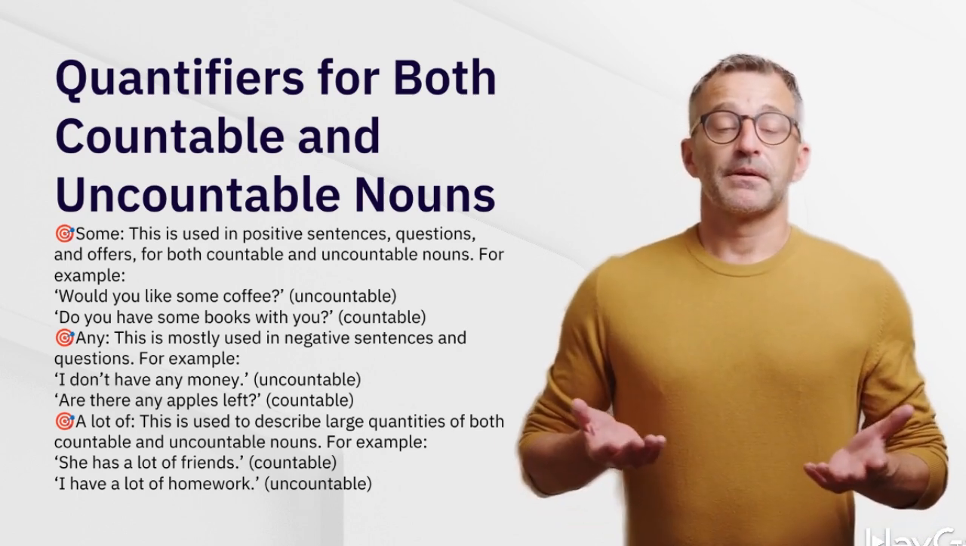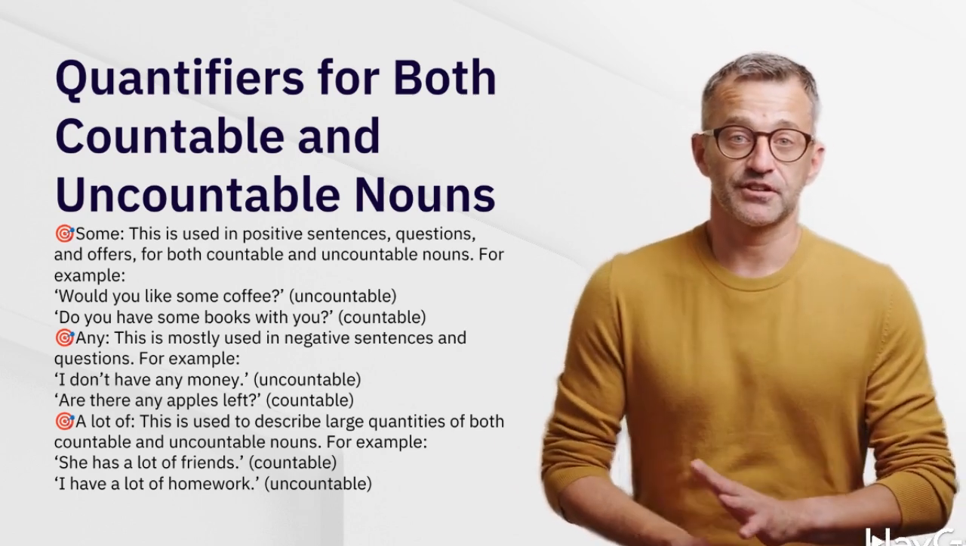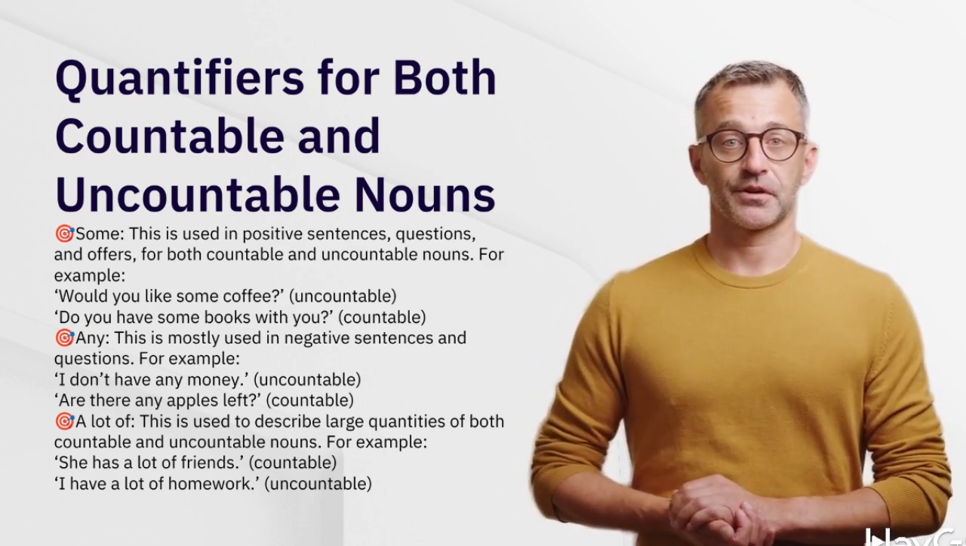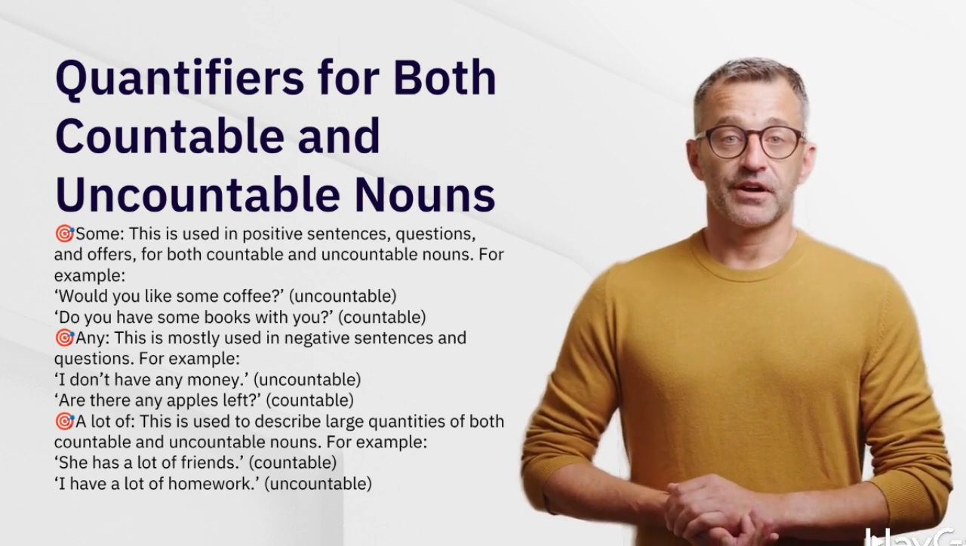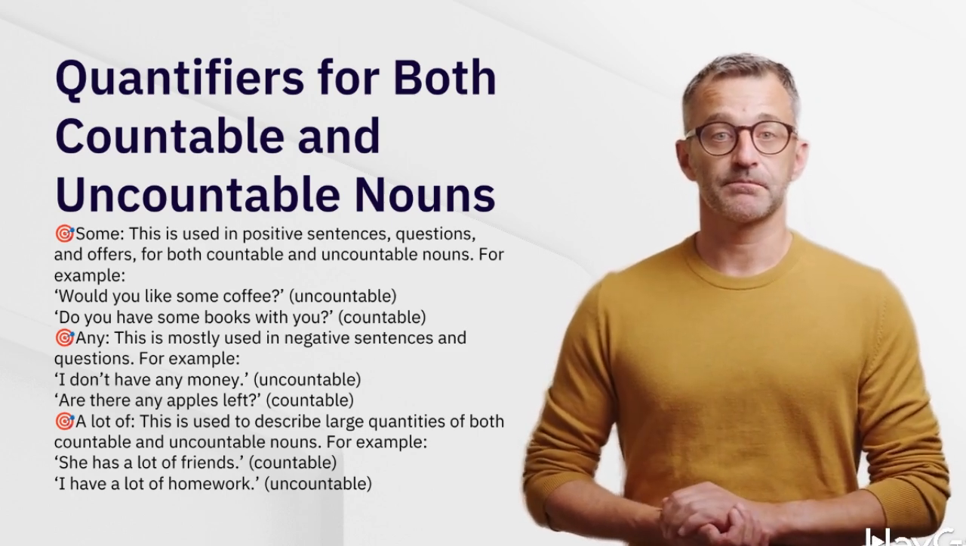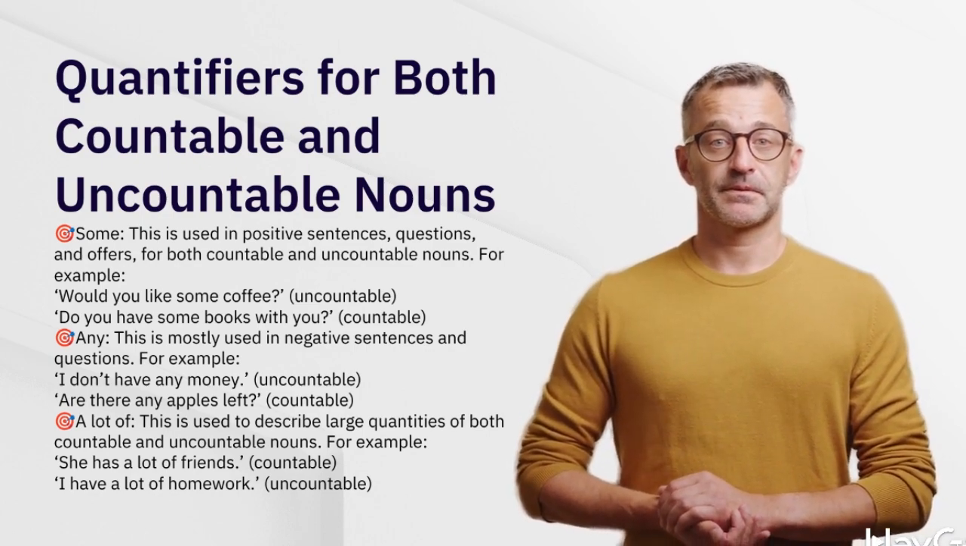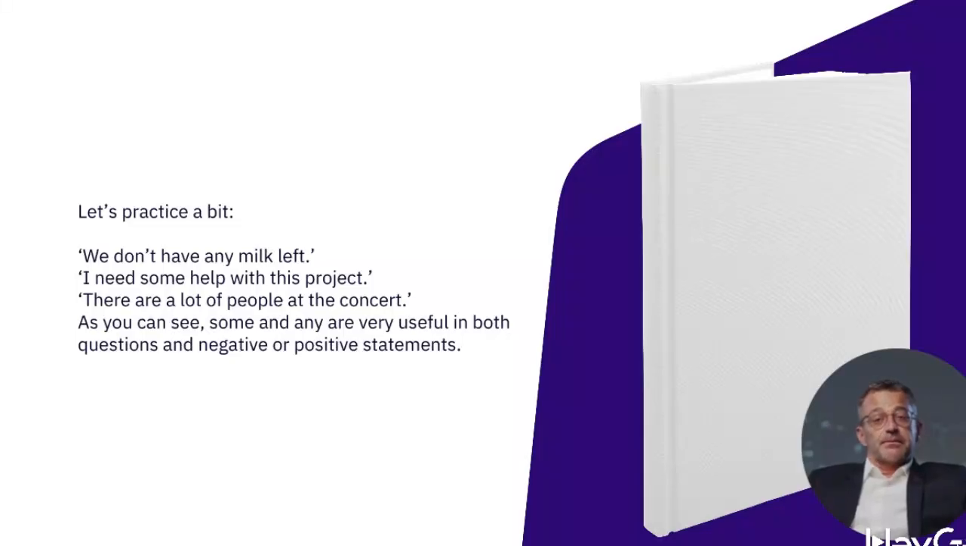A lot of. This is used to describe large quantities of both countable and uncountable nouns. For example, she has a lot of friends. Countable. I have a lot of homework. Uncountable. Let's practice a bit. We don't have any milk left. I need some help with this project. There are a lot of people at the concert. As you can see, some and any are very useful in both questions and negative or positive statements.